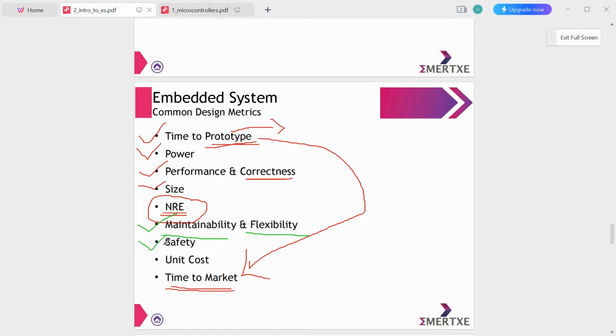Then safety. If your embedded system is going to be deployed where humans are present, then the very first thing you have to take care of is safety. Safety comes first. Okay. The unit cost: make sure your product has a unit cost that people are able to afford, then only your business will run. And we already discussed the time to market. So these are a few things we need to keep in mind while designing an embedded system. Understood, everybody?